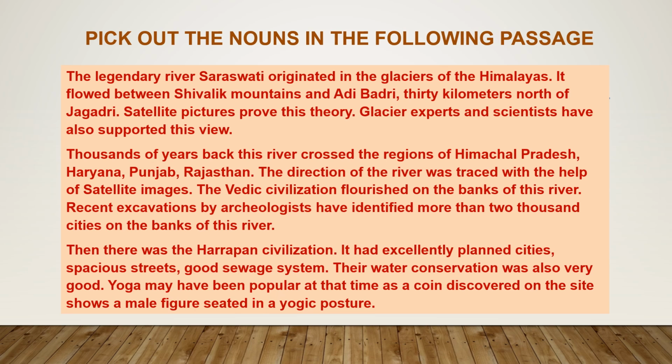Then there was the Harappan civilization. It had excellently planned cities, spacious streets, good sewage system. Their water conservation was also very good. Yoga may have been popular at that time, as a coin discovered on the site shows a male figure seated in a yogic posture. This is the first passage. First, what you have to do is just pick out the nouns which are used in this passage.